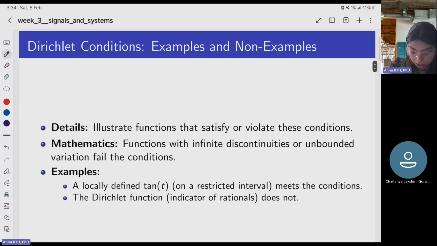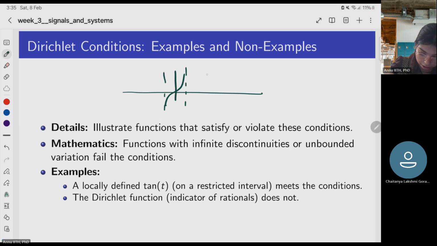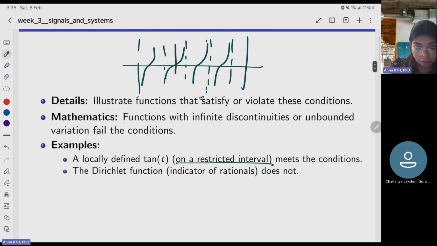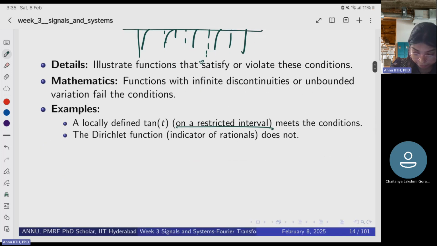There are some examples. So if I take the tan function, suppose, this is how it looks. Isn't it? So do you think it has finite maxima and minima? No, it is going up to infinity. It's also not absolutely summable. But if it is defined on a restricted interval, then you can do it. If it is not defined that way, then it is not. Okay. So this is one of the examples.